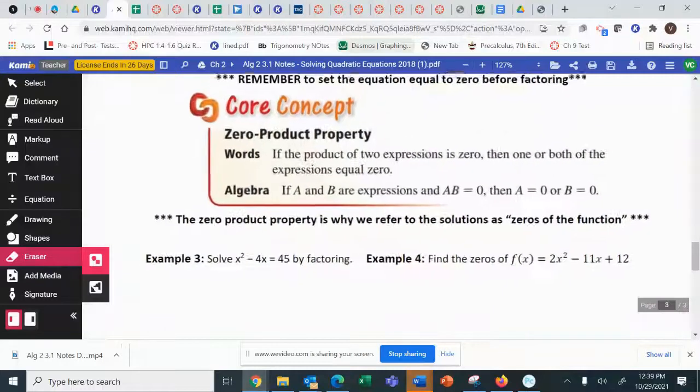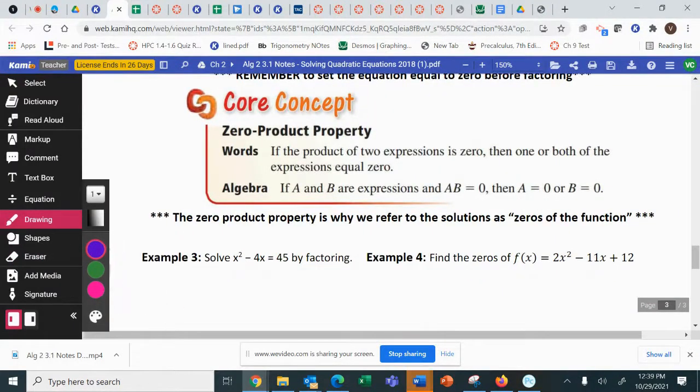The first thing on here is a concept called the zero product property. The zero product property we talked about yesterday. That's saying if I have two things, it can be more than two things, if we have a product and that equals 0, that means that either the first one equals 0 or the second one equals 0.